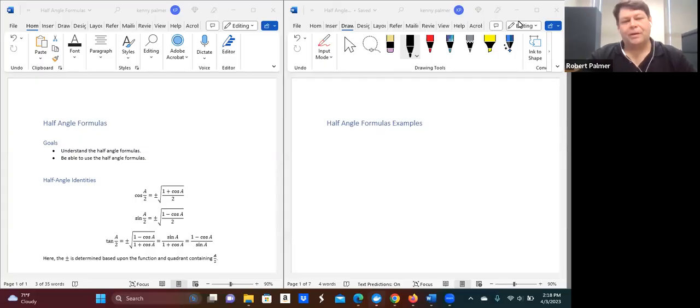Hello, everyone. Welcome back. Today, I want to talk about the half angle formula. So basically, the goal is to understand them and then also be able to use them to simplify, find the values of trig functions and simplify expressions. So here are the half angle formulas.